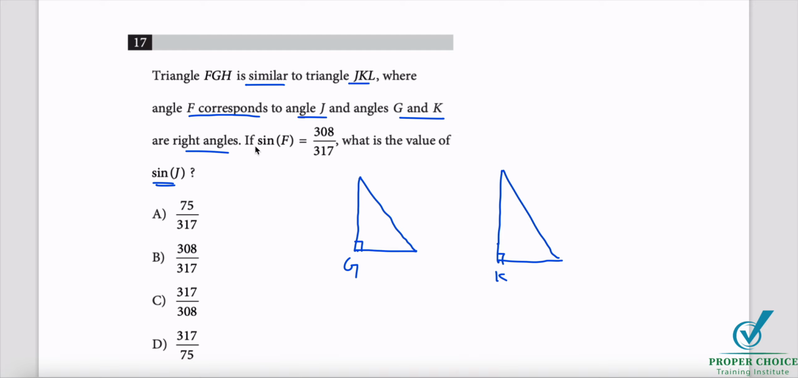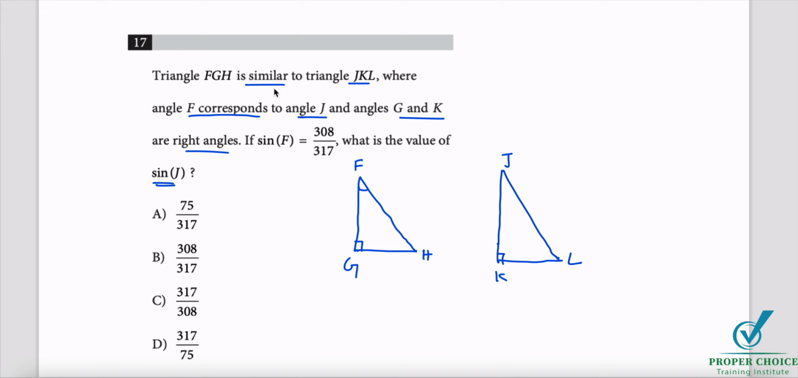Now they also say that angle F corresponds to angle J. If I write this as angle F, then this is angle J, and the remaining angle of this triangle is going to be H, and of the other it is going to be L. Now the question asks: if sine F is this, what is the value of sine J? Again, there is no need to make a lot of sketches and solve so much, because College Board gives you points only for the option you have selected, rather than what you have solved, how you have solved, or which rule you have used. They won't see it.